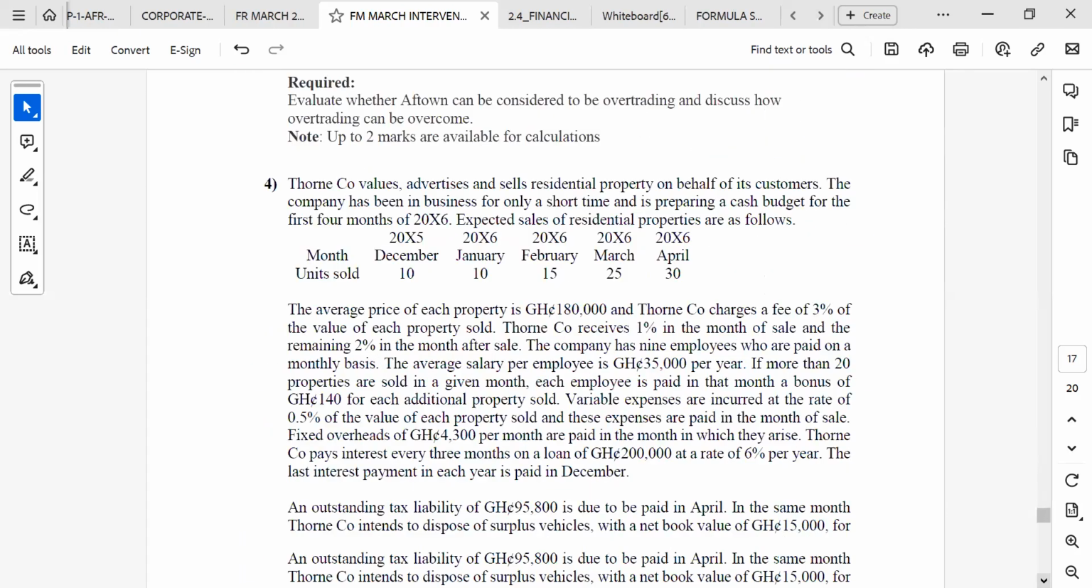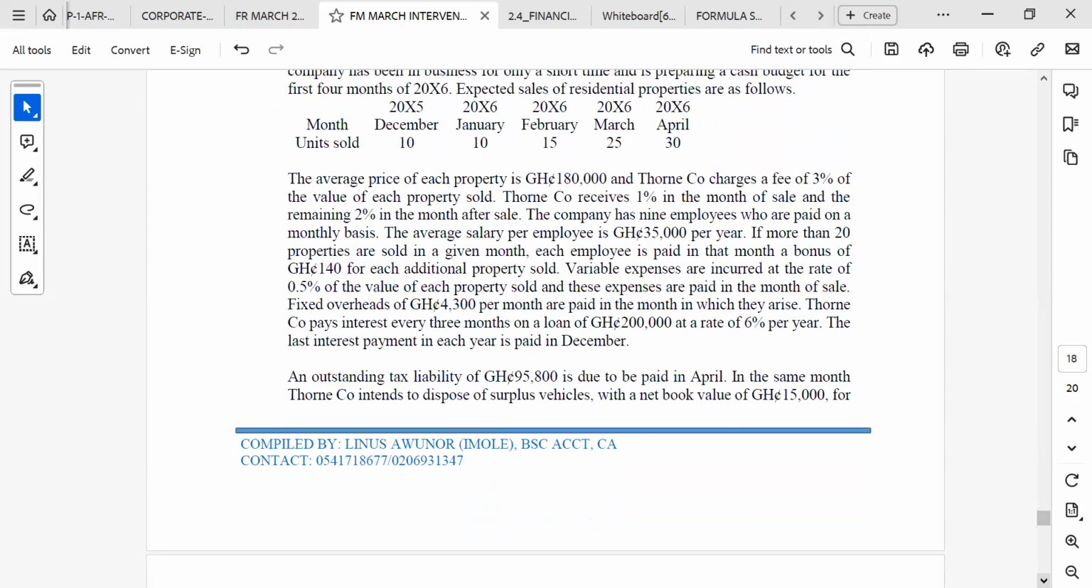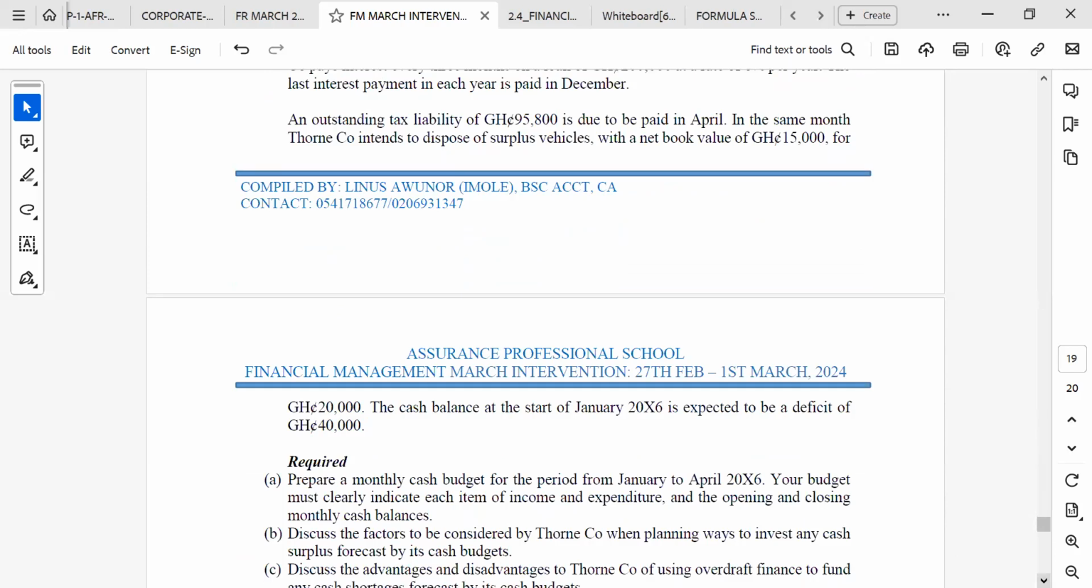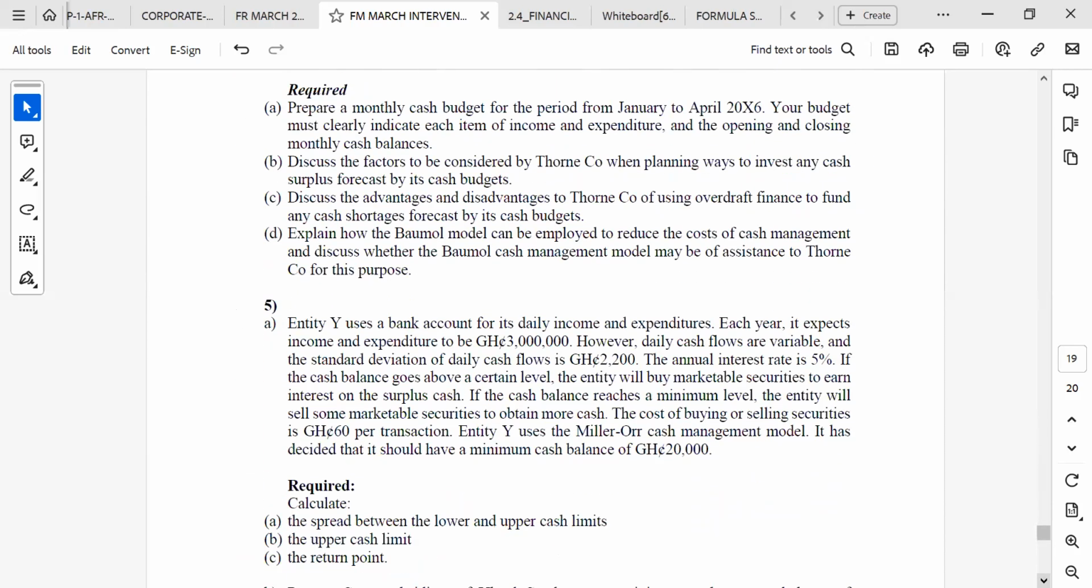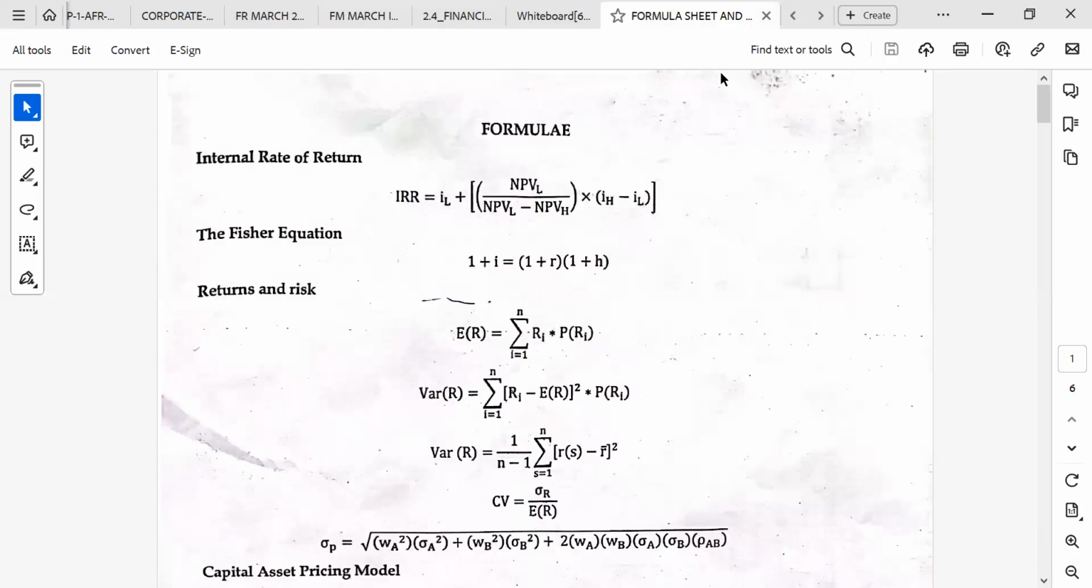So what we will do right now is that I hope we can all prepare the cash budget, but I will just explain that one to you so that we move on. Let's come to question 5. Let's take the likely areas. What are the things that they can examine?